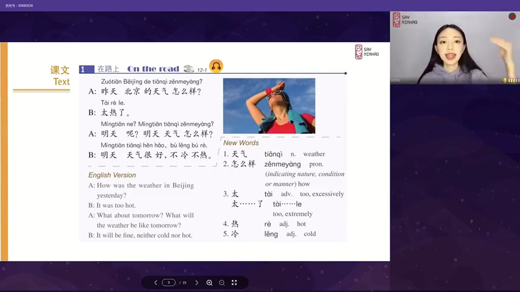Now let's try to read these words from start, each for twice. 3, 2, 1. 天气, 天气. 怎么样, 怎么样. 太, 太. 热, 热. 冷, 冷. Okay, now let's move on to our text. Please listen carefully when I am reading.